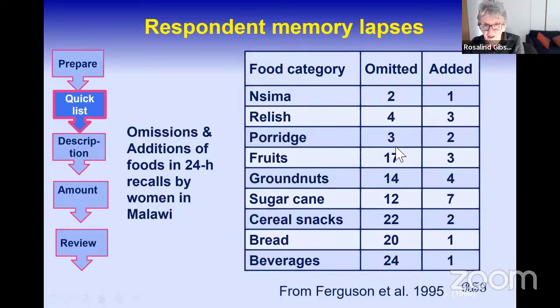And these are the items, and we can see that 17 of the respondents omitted fruits from their recall, even though they were present on their weighed record, and 22 omitted cereal snacks from their recall, even though they were present on their weighed record. So memory lapses are certainly a consideration that must be addressed.